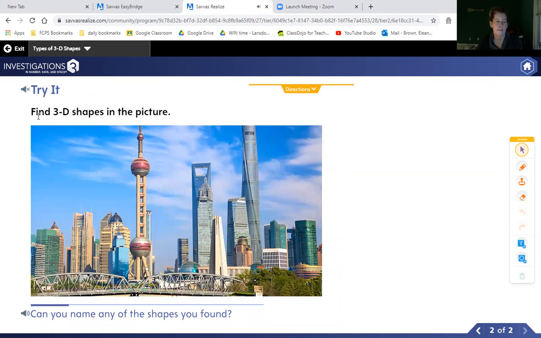Try it. Find 3D shapes in the picture. Can you name any of the shapes you find? So you can go on a nature walk with someone and discuss with whomever you're walking with some of the 3D shapes that you see. I see a sphere here. I see a cylinder. I see rectangular prisms, all sorts of interesting shapes.